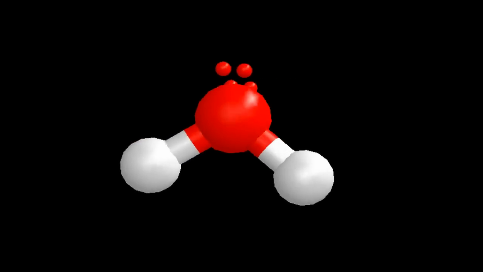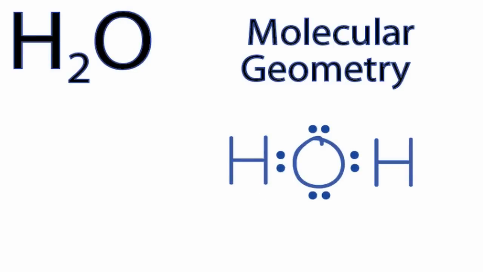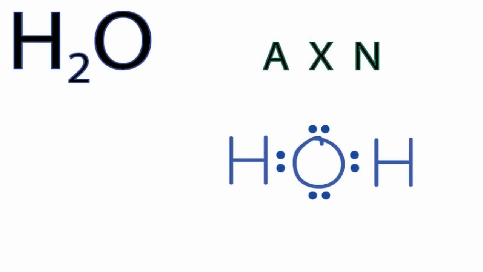Let's go back though and look at another method to determine the molecular geometry. We'll use the AXN notation to figure out the geometry. A, that's the central atom we're dealing with, in this case the oxygen. X, that's going to be the number of atoms attached to the oxygen. We have the two hydrogens, so we're going to put a 2 here.